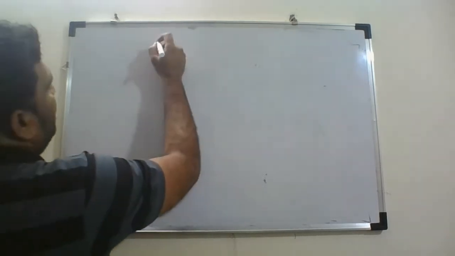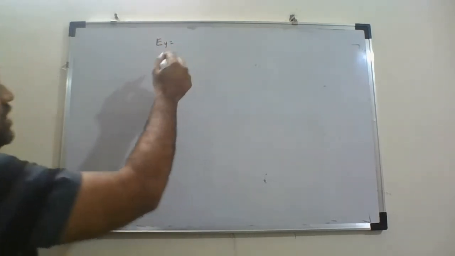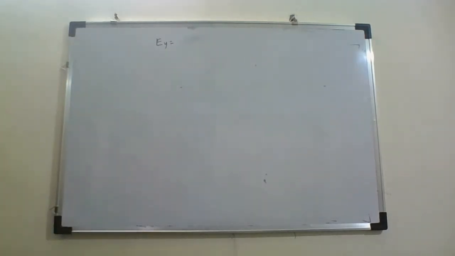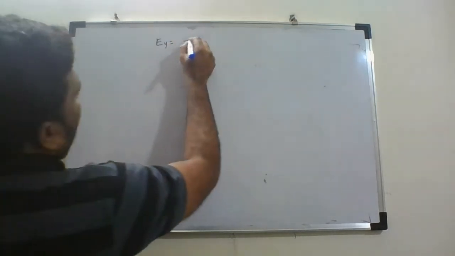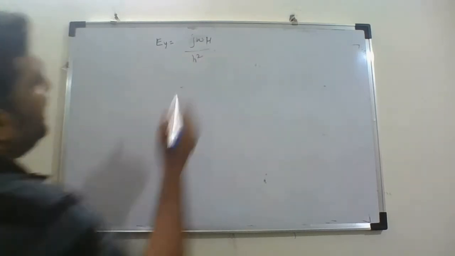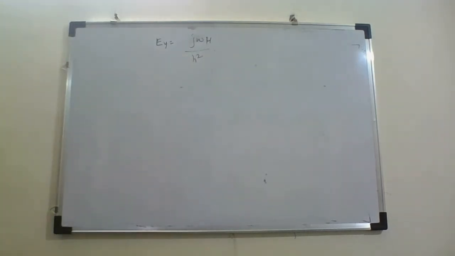Ey is equal to minus gamma square, so Ey is equal to minus j omega mu by h square into dou Hz by dou z.